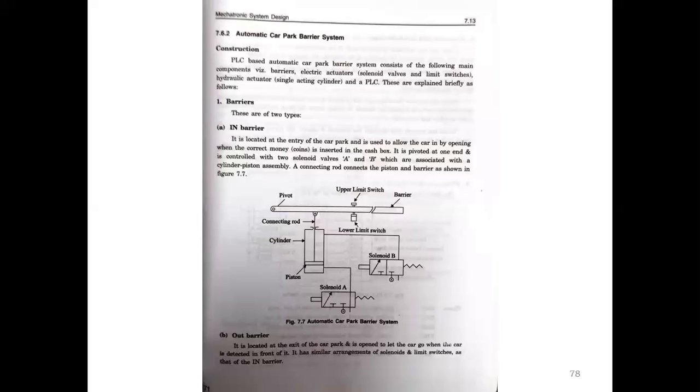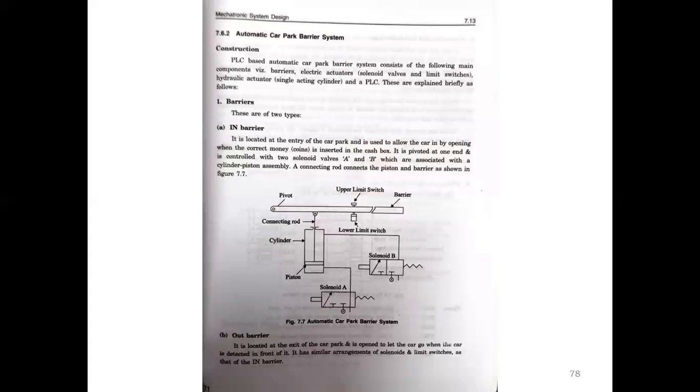First, barriers. There are two types of barriers: the in barrier and the out barrier. The in barrier is located at the entry of the car park and is used to allow the car in when the correct money or coin is inserted in the cash box. It is pivoted at one end and controlled with two solenoid valves, A and B, which are associated with a cylinder piston assembly. A connecting rod connects the piston and the barrier, as shown in the figure.